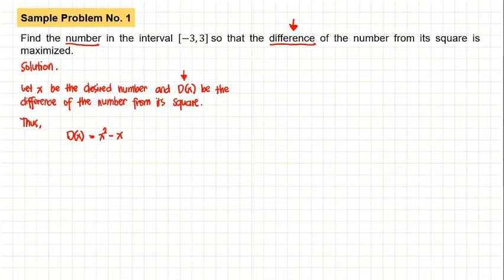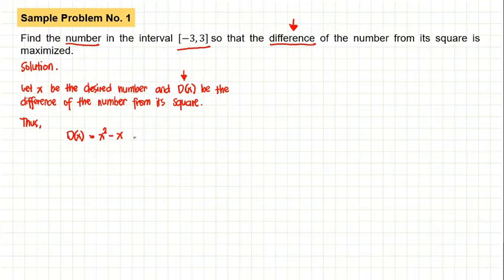Then after that, we will determine the closed interval for the domain of f such that f is meaningful. So in this case, since yung closed interval is already given, and that is -3 and 3, therefore, hindi na natin siya kailangang hanapin kasi binigay na siya.